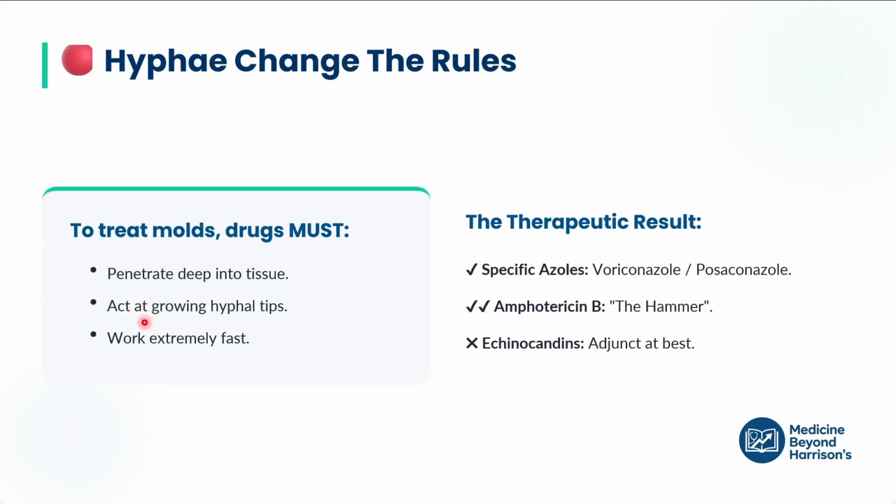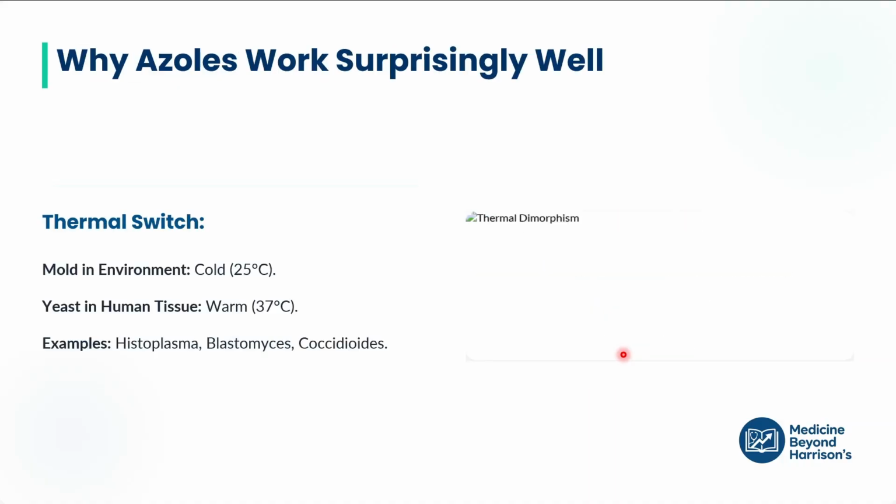The drug that we give should act at the growing hyphal tips to prevent multiplication. It should penetrate deep into tissues and blood vessels so that it acts and kills the fungus. And it should also work extremely fast. So in these cases, specific azoles such as voriconazole and posaconazole can be used with caution, and amphotericin B can be used, which acts as a hammer-type drug. It creates pores in the cell wall and lyses the fungi. Echinocandins are best used as an adjunct. They are not of much use in molds.